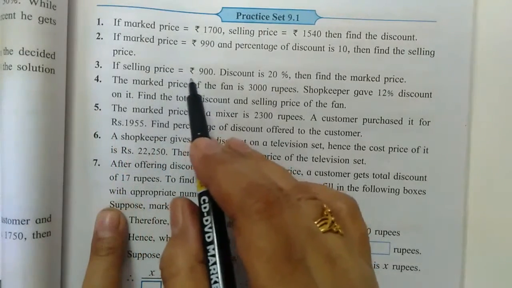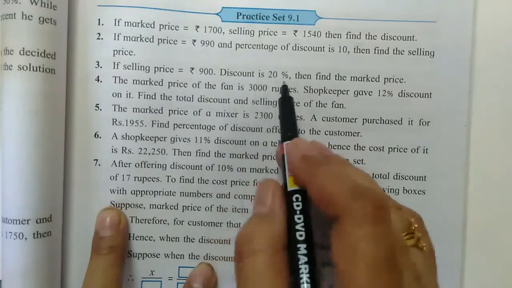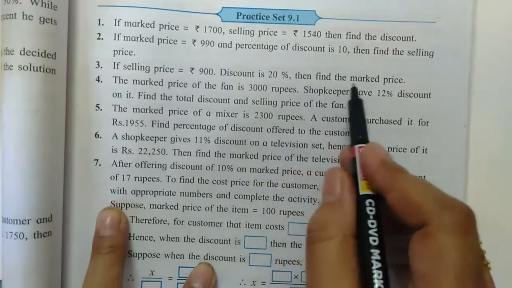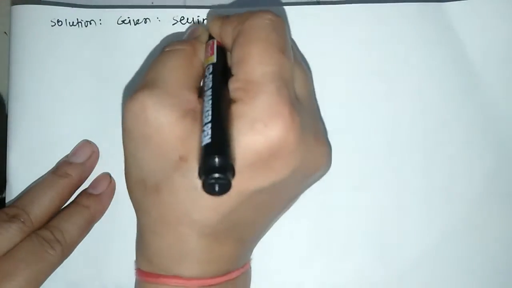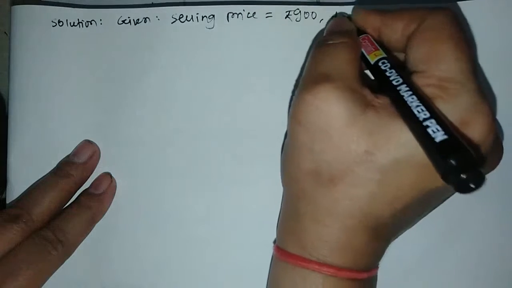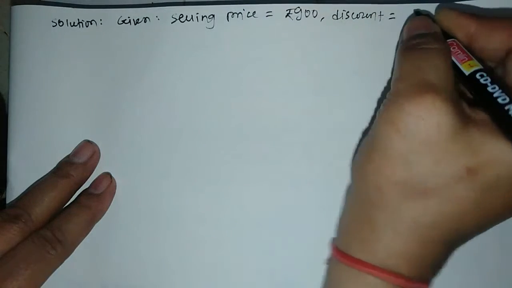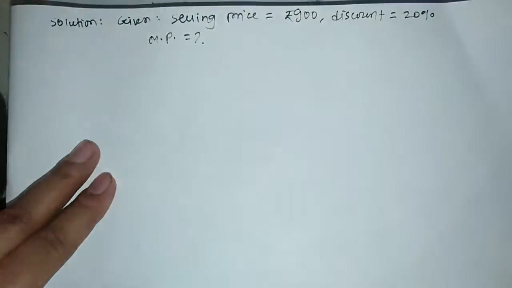See the third question. If selling price is equal to 900 rupees, discount is 20%. Again here given in the percentage, then find the mark price. See the solution. Firstly write down what is given. Selling price is equal to 900 rupees. Discount is given in the percentage. It is 20% and mark price is equal to question mark.